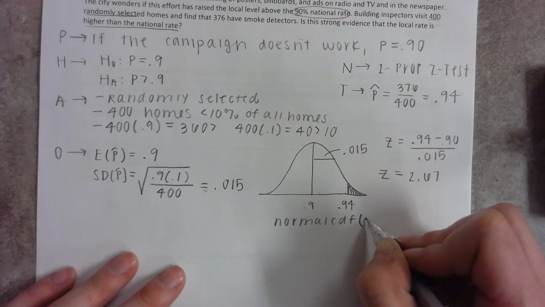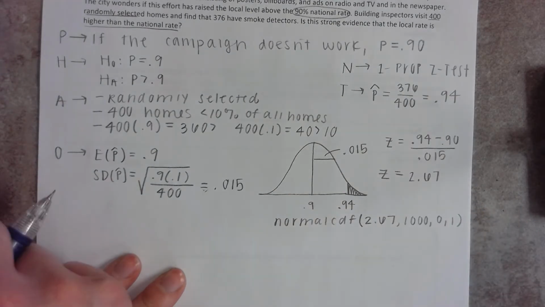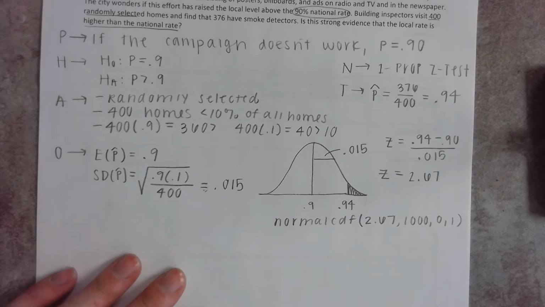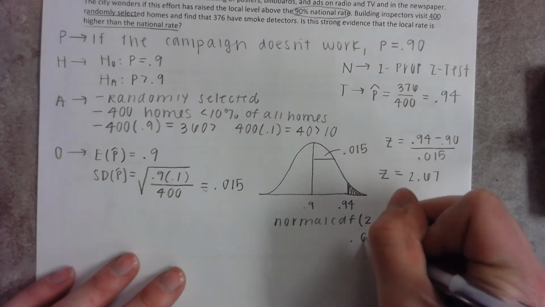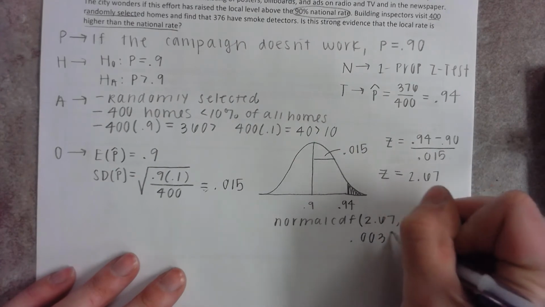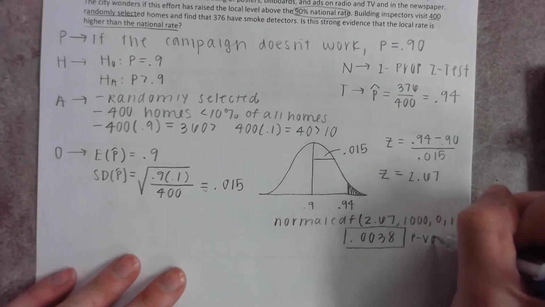From here, I will use my normal CDF. My lower bound is the 2.67. Upper bound, a very large number. 0 and 1 are staying the same for mean and standard deviation. So we get 0.0038. Again, this is what we call the p-value.